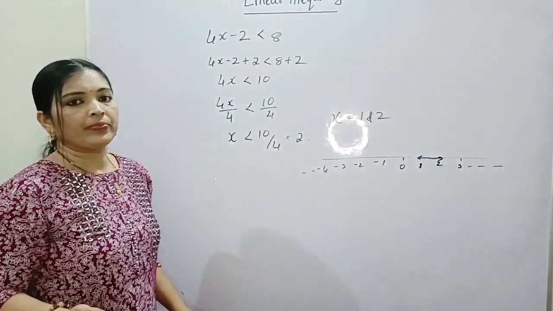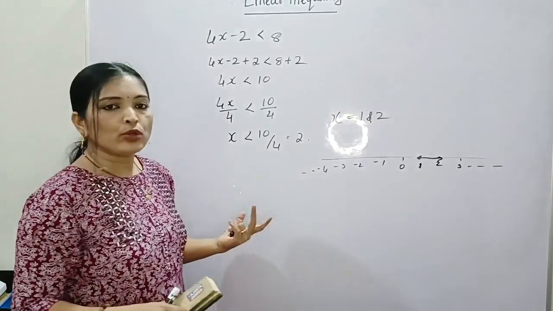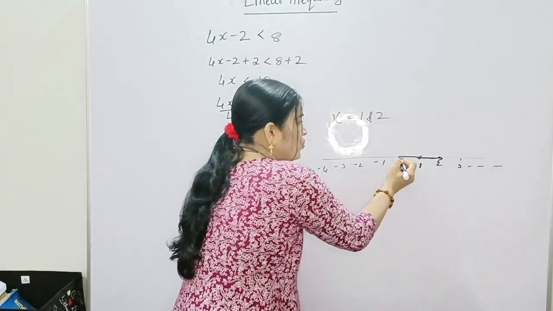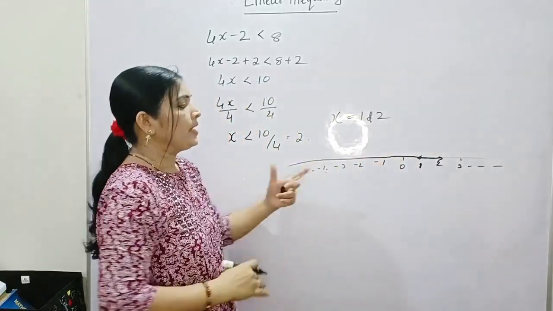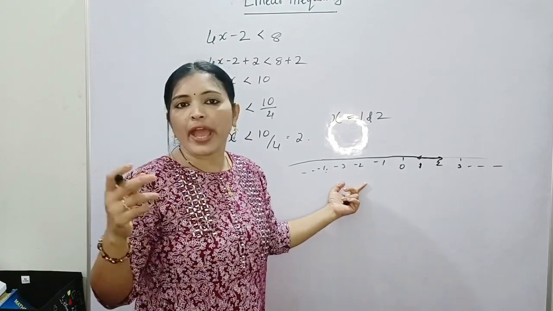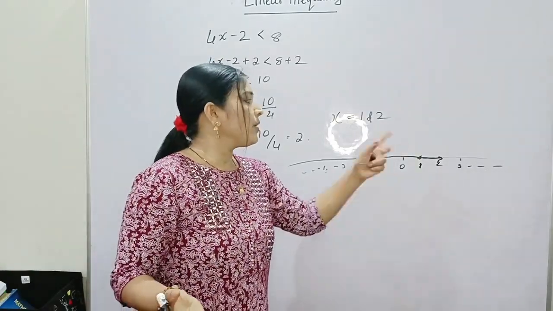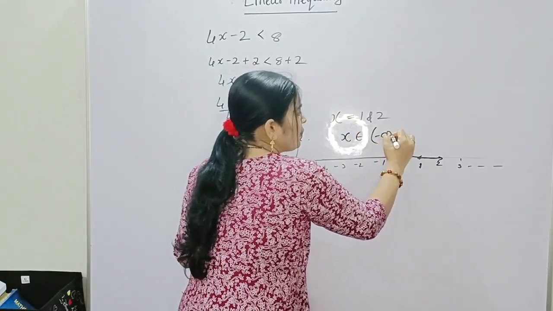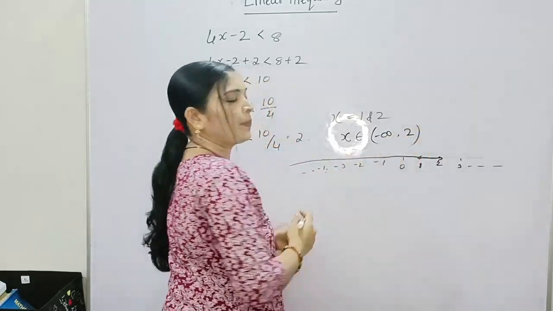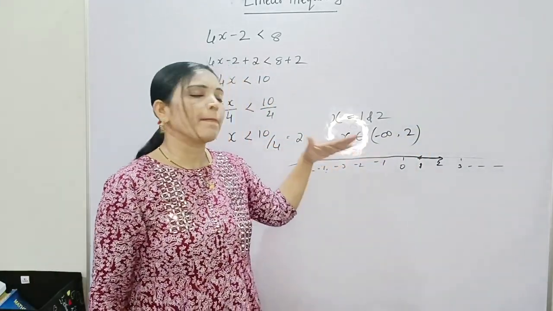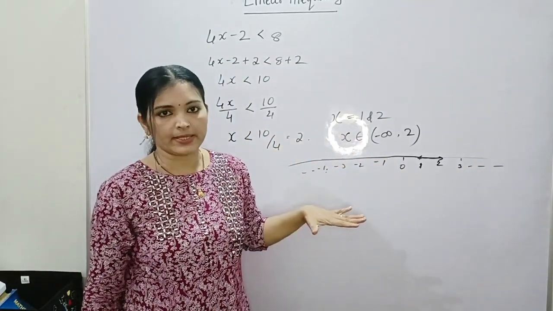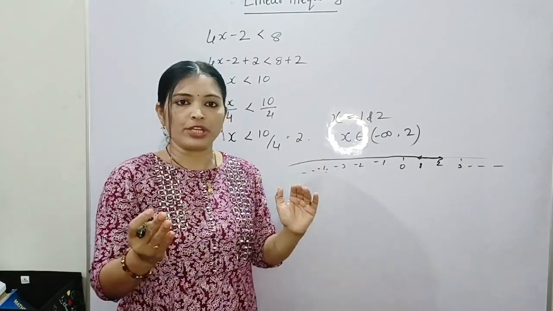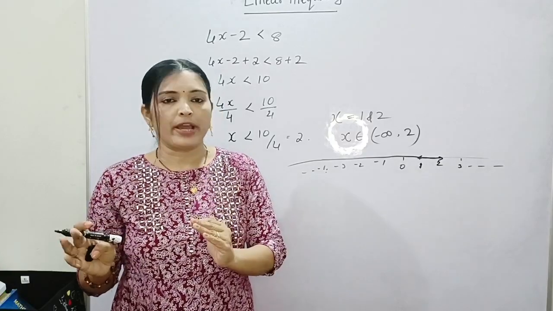If x is an integer, what are the possible values of x? x less than 2 point something. So in the set of integers, all the negative values are included, right? Therefore, we can write x belongs to minus infinity to 2, because all the minus values are included in integers. Integers means natural numbers, that is positive values 1 to infinity, and 0 and negative values.